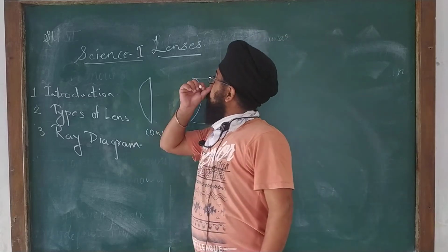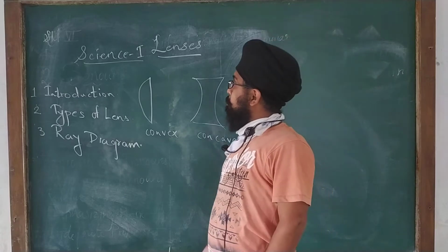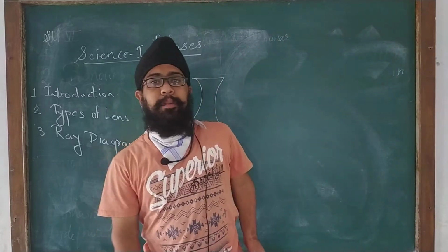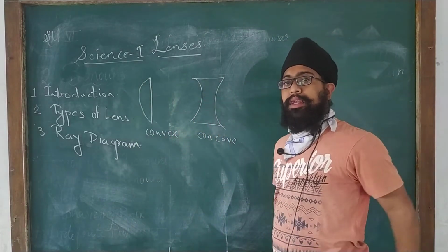Good morning, students. We are going to study today the chapter Lenses. This is our 7th chapter of Science 1. Before going to the chapter, let's see the basics of lenses: what lenses are, what mirrors are, and so on.